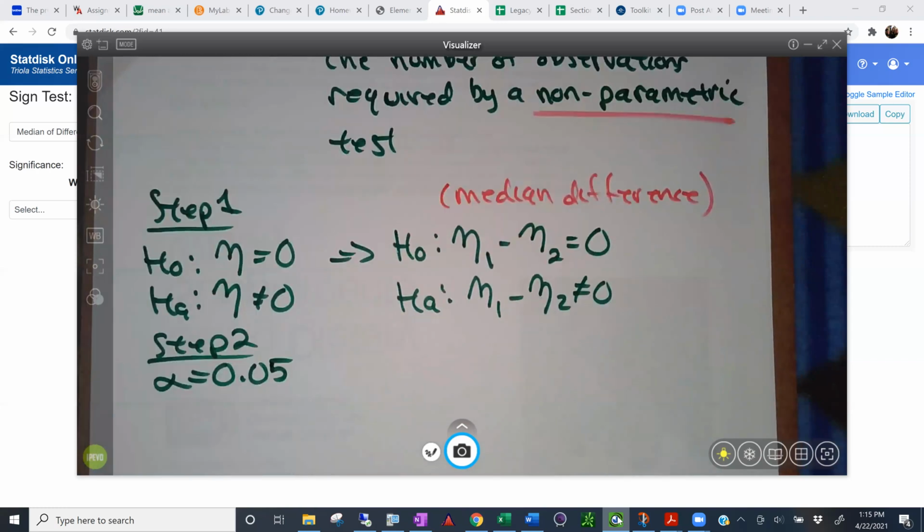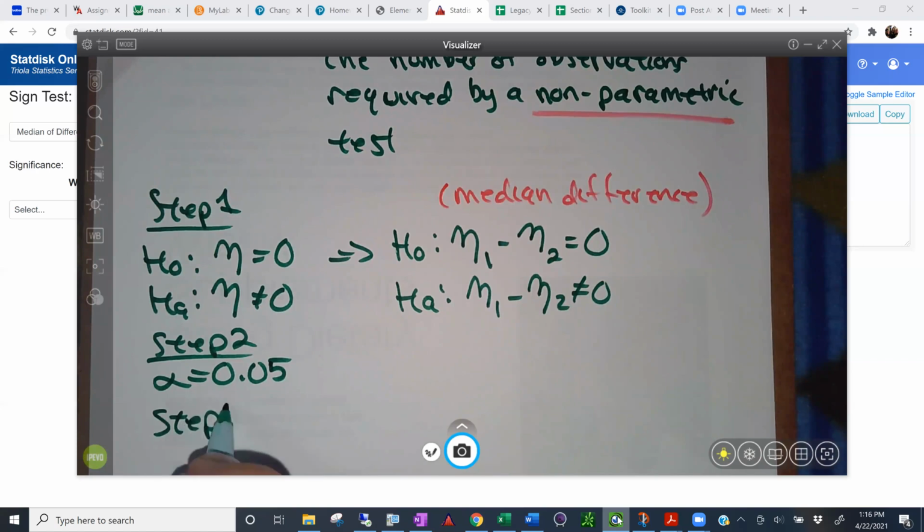We'll do that at alpha equals 5% level. And step 3 is going to be input the data. That's good.